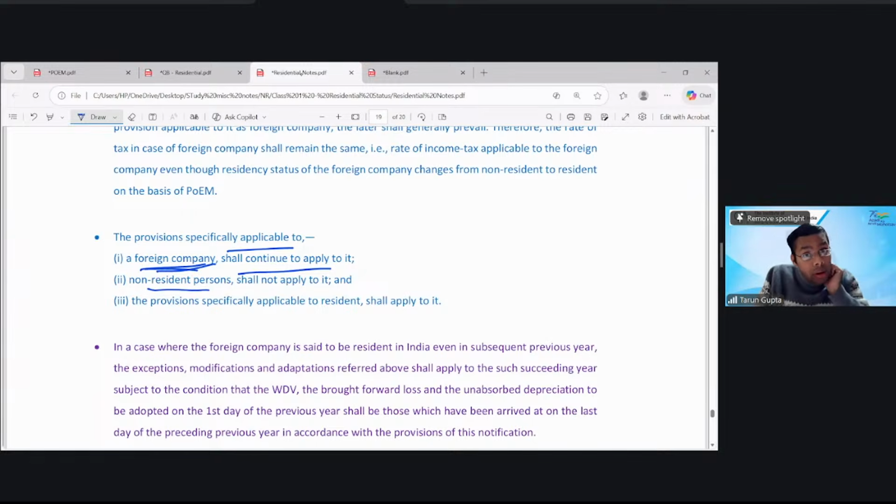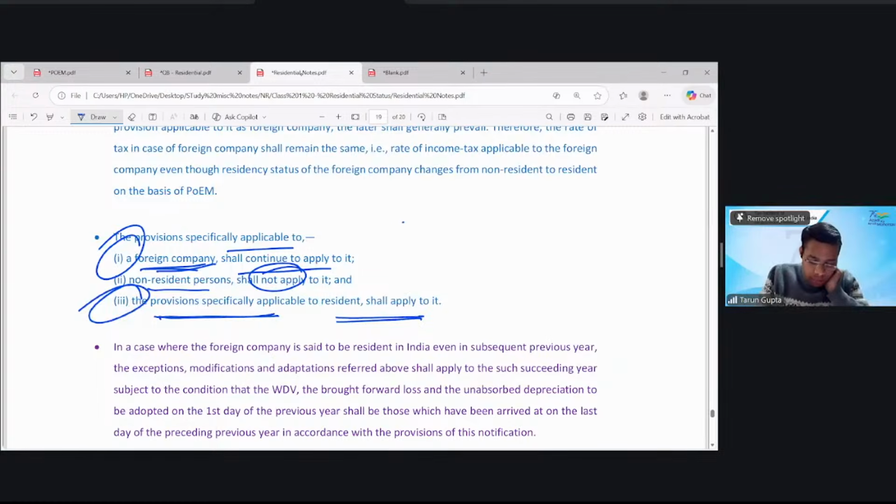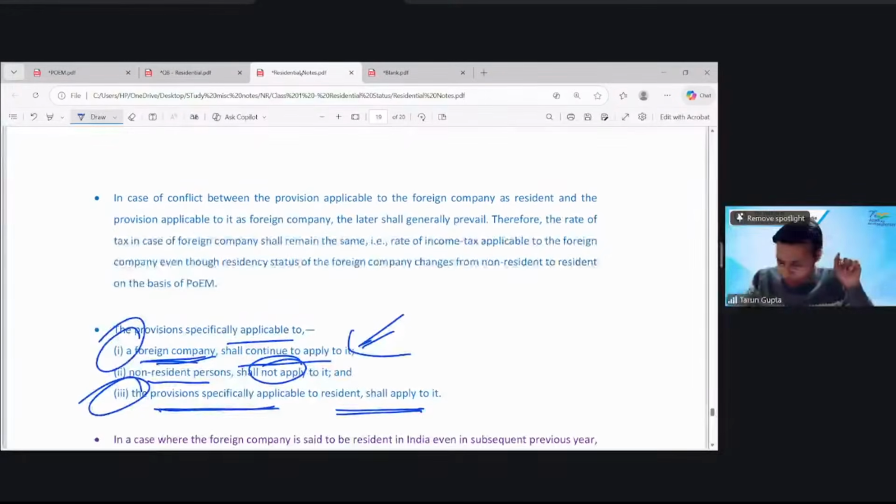Provisions which are applicable to a non-resident person shall not apply now because now it has become resident. The provision specifically applicable to a resident shall apply. And if there is a conflict between the two, then the provision applicable to foreign companies shall apply. You are with me? Okay.